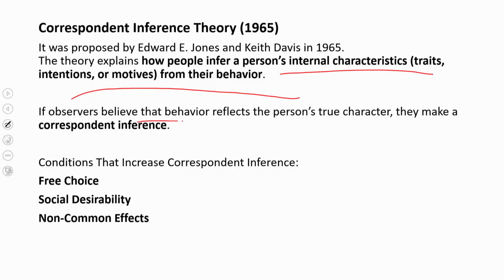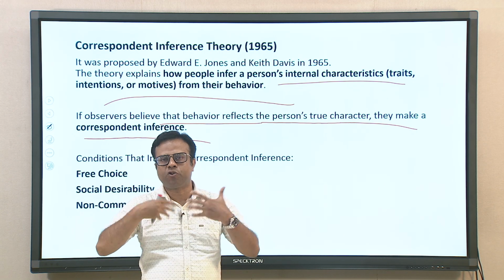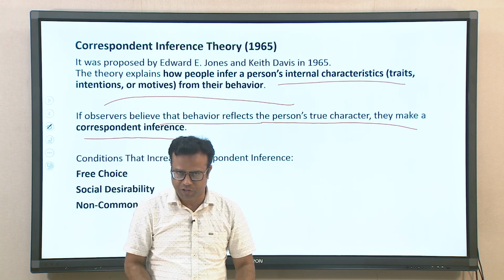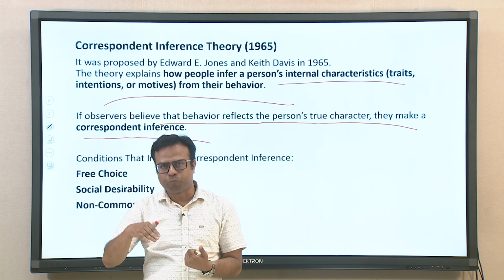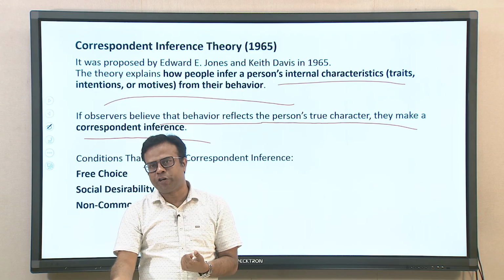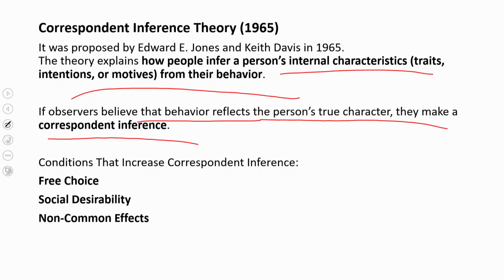If an observer believes that a behavior reflects the person's true character, they make a correspondent inference. Correspondence means that when they say this behavior is the true reflection of that person's characteristics, it is called correspondent inference, meaning the causes are based on dispositional or internal causes. Now, under which condition does internal or dispositional attribution increase? According to correspondent inference theory, these are the three important factors which increase or decrease the chances of internal attribution.